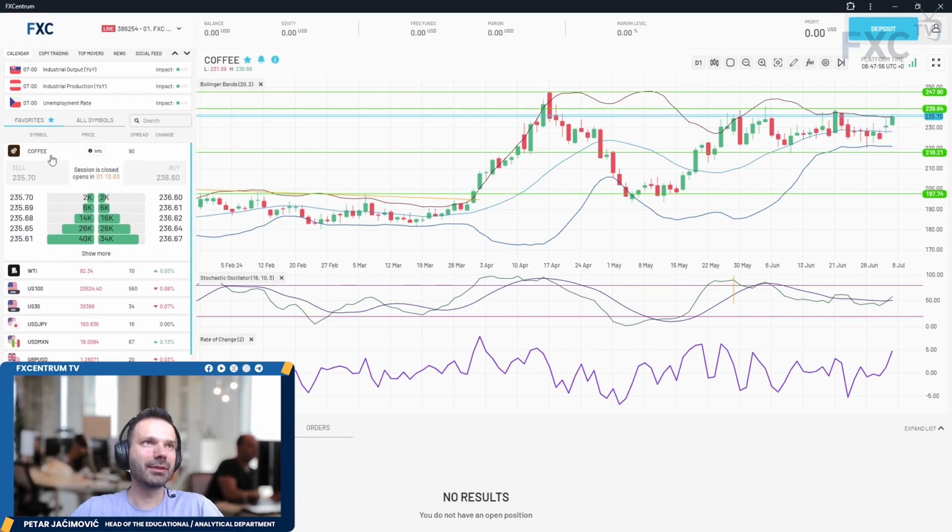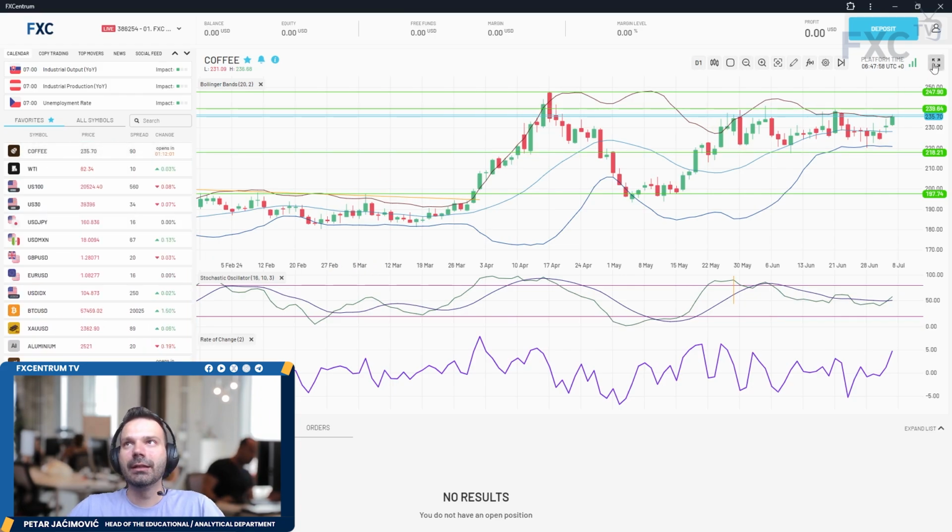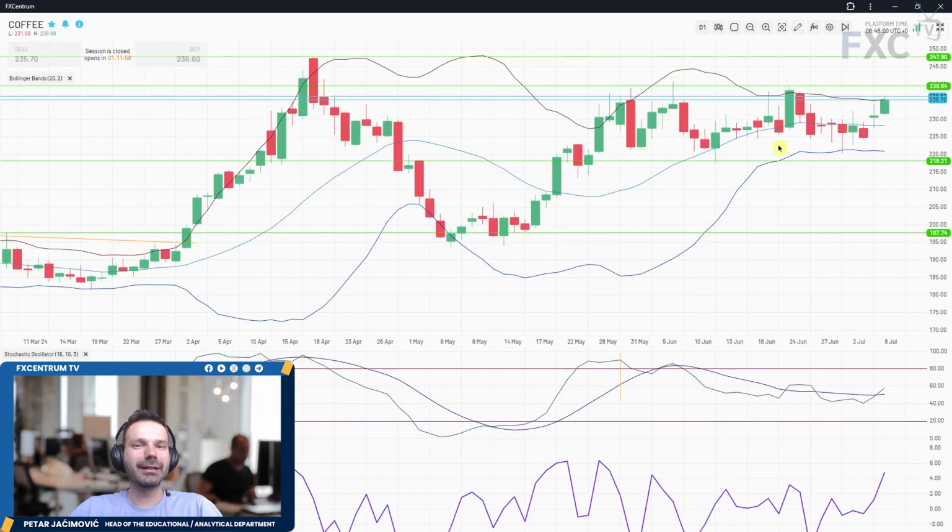And let's begin with the coffee market. What we can see is the market is just around the resistance of this consolidation, as you can see on the daily time frame, and we have a potential for the breakout of the resistance at 239.65. We can see that there is a fresh bull cross on the stochastic oscillator, and the rate of change, I will say, is at a new 20-day high.